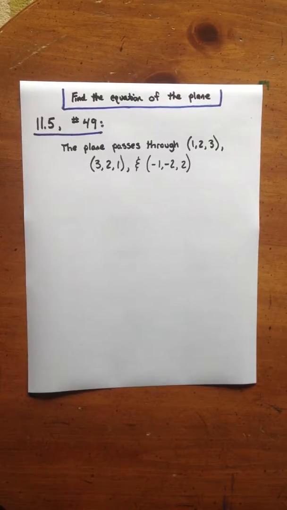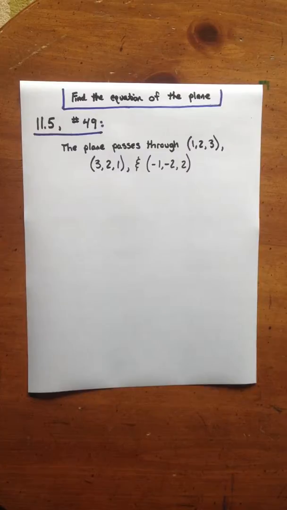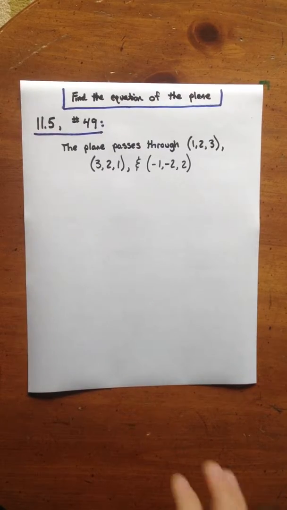This problem, number 49, covers a couple things, so it's more than just finding the equation of a plane using 3 points. We'll cover standard form of an equation of a plane, general form, scalar multiples, cross product review, a couple different things. So starting with this, just pretty basic review.